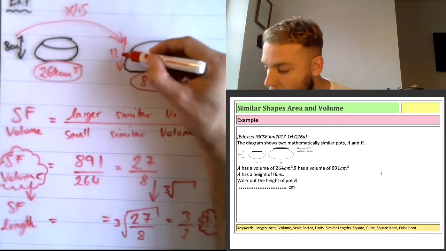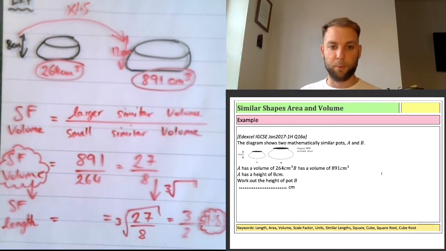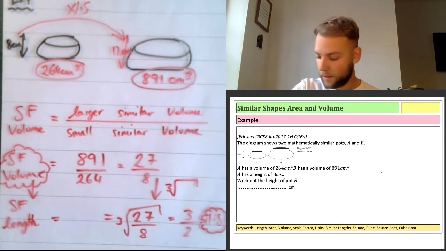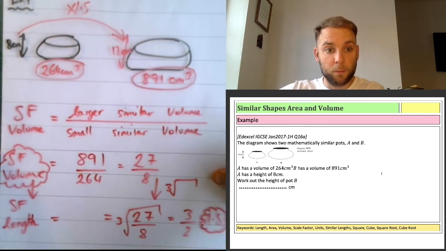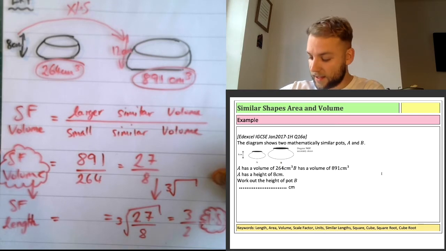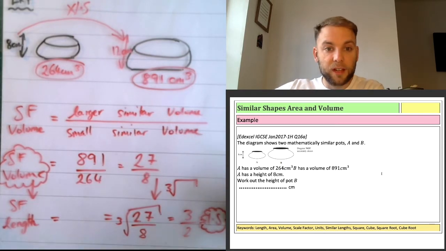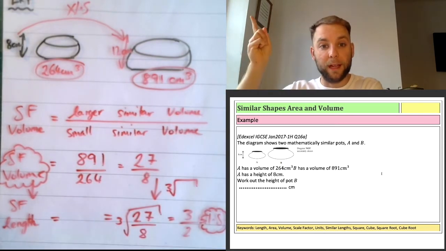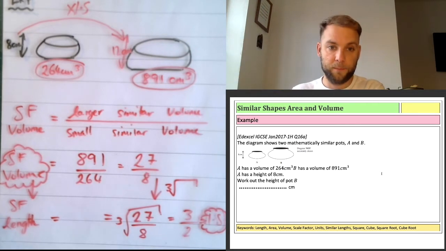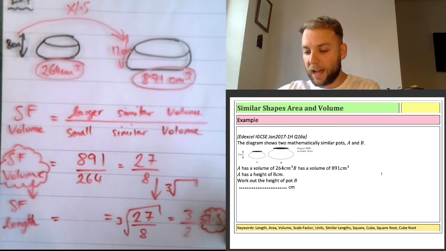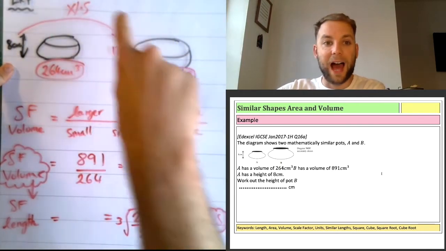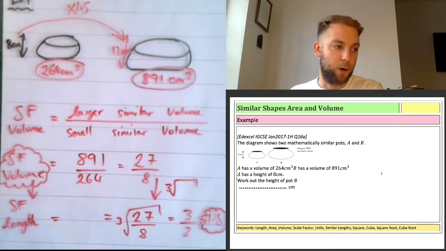Now that is trickier, okay? That is tough. That's why I said to pause if you're not 100%, because this is the key part here. I've worked out my scale factor for my volume. Then to work out the scale factor for my lengths, I need to do the opposite of cubing, which is cube rooting. Then I've got my scale factor for my lengths, and once I've got that, I can use this to work out the height of my other bowl.